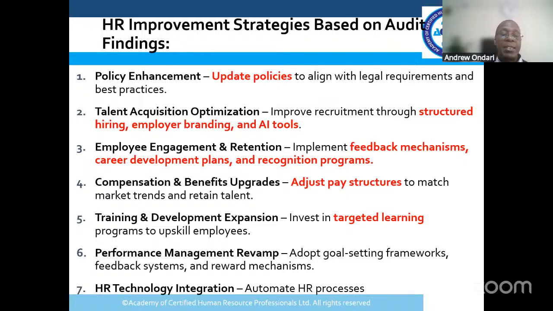Then the other strategy is to change or improve our performance management system. I'm sure all of us have been doing this by way of setting clear goals, developing adequate feedback systems, and also linking performance to reward. Though in some cases this is discouraged. Why? Because not every function can be measured quantitatively.